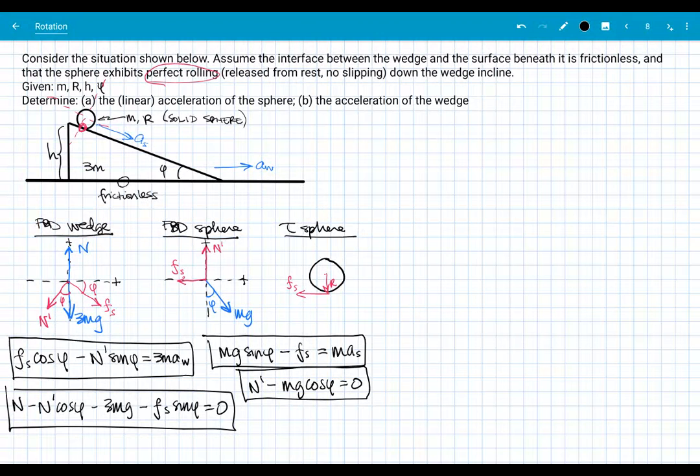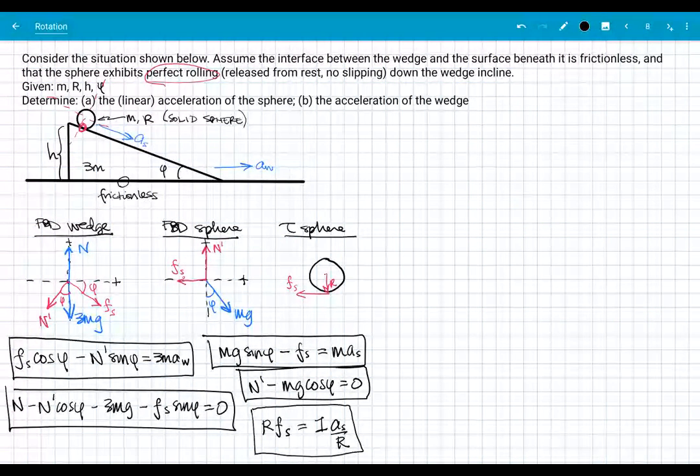And then if I look at my torque diagram, I'll just put that underneath these other ones. My torque diagram is just going to give me R f sub s equals the I value for the sphere times a sub s over R. No one's asking me about angular acceleration, so I'm just going to go ahead and write this in terms of the translational or linear acceleration right away. I'm not even going to put an alpha on my paper right now. So this is pretty good.